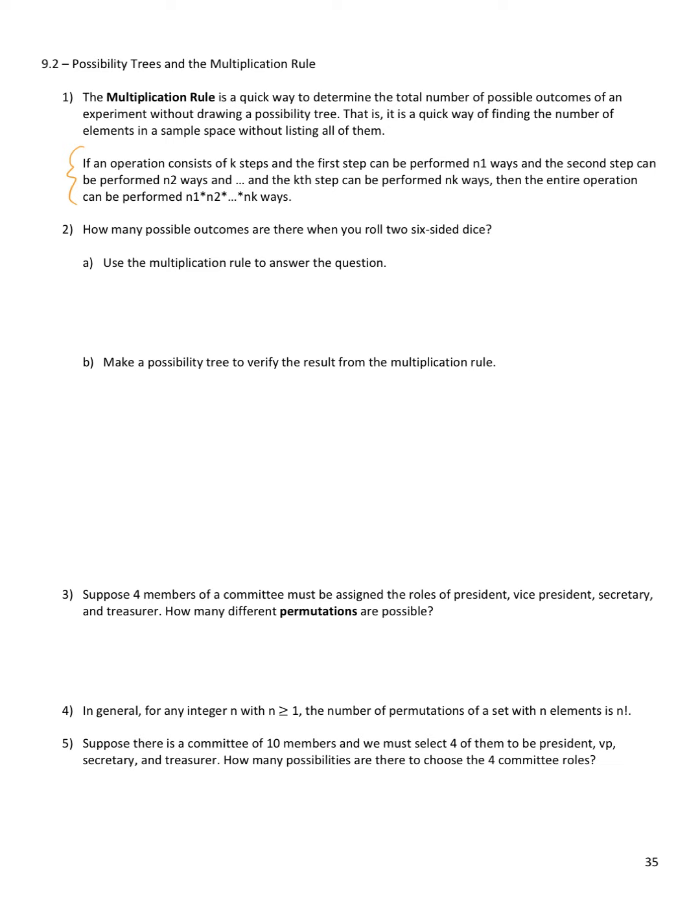So how many possible outcomes are there when you roll two six-sided dice? First, I want to use the multiplication rule to answer the question. So I have two operations. Roll the dice once, roll the dice twice. Or roll the first dice, roll the second dice. So all I have to do is multiply the outcomes of each of the two steps. So I have roll 1 here, and I have roll 2 here, and I have to multiply them.